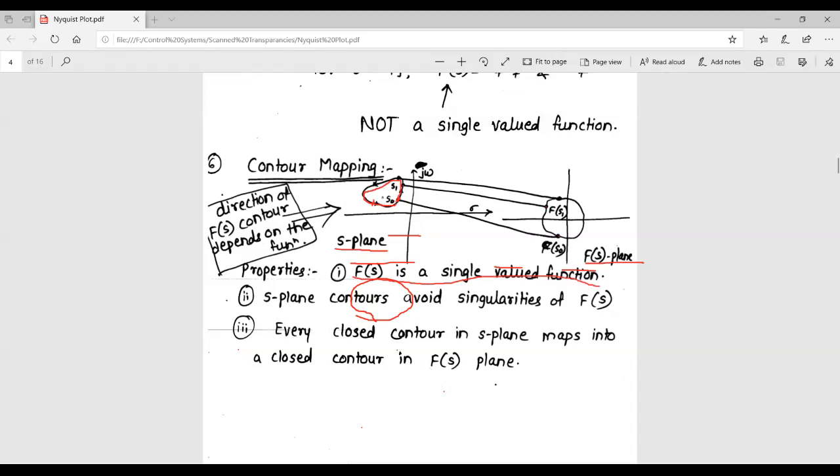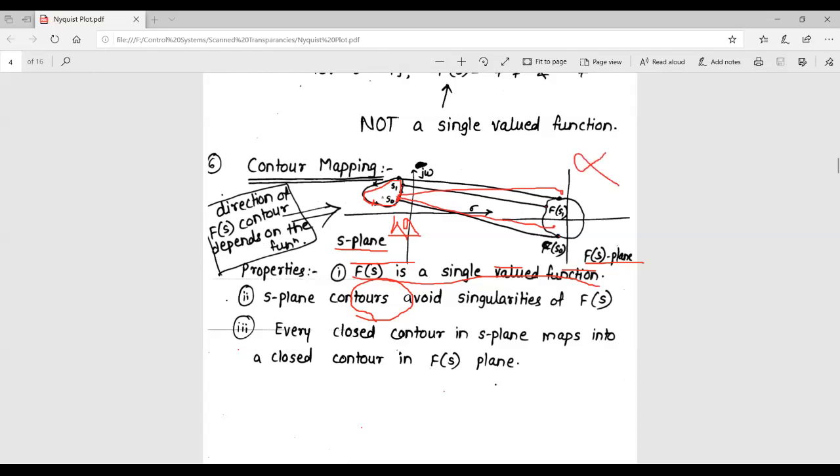Suppose this s0 is 49, as we have discussed. Now where will you map it? You will have +7 as well as -7. So for a single point, you cannot have two different points on the mapped contour. That is not allowed, right?